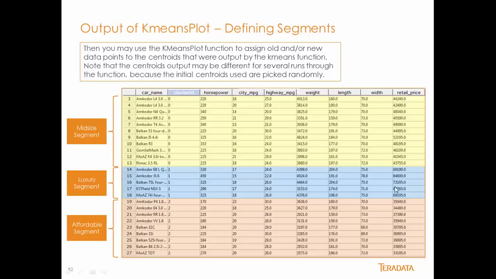So it looks like this KMeans algorithm inside of Aster with two commands is a very powerful and fun analytic to run. It's one of my favorites, and I hope you enjoyed it as much as I did. So thank you very much, and happy day.